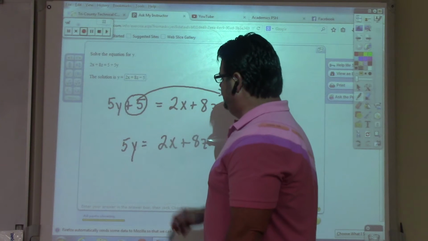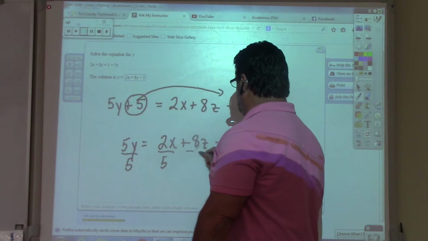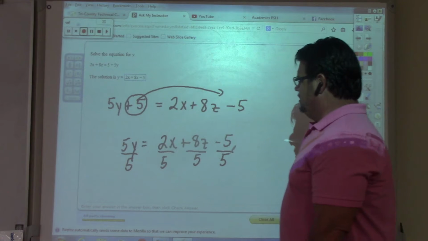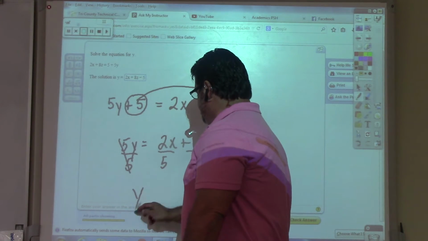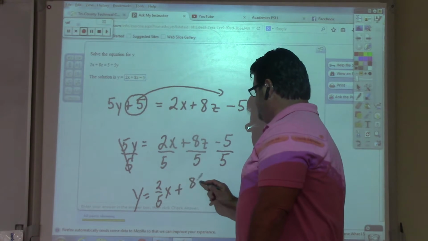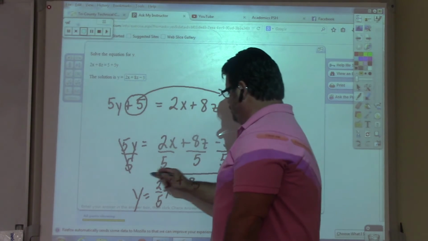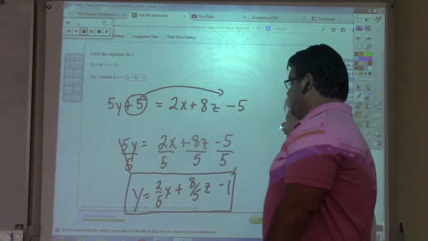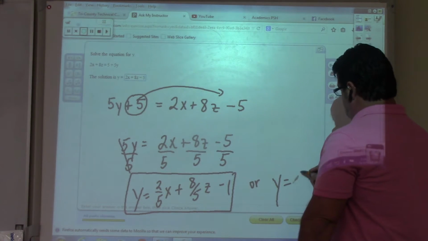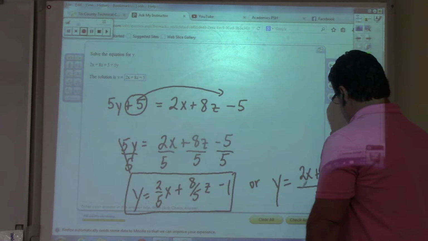Now how do we get rid of multiplying by 5? Divide by 5. And you can write one big fraction, or you can write 3 small fractions. y is equal to 2/5 x plus 8/5 z, minus what? 1. That's one way to write the answer. Another way to write the answer is just say y is equal to 2x plus 8z minus 5 over what? 5.